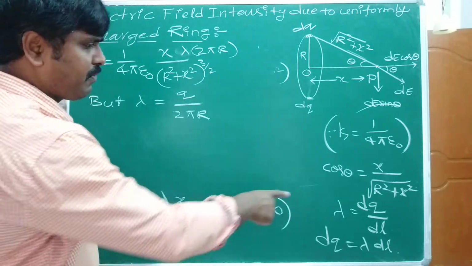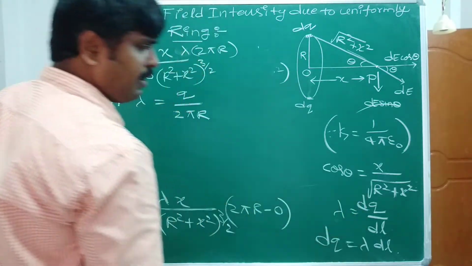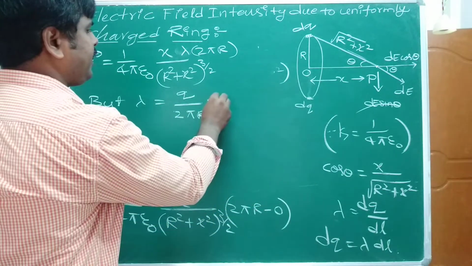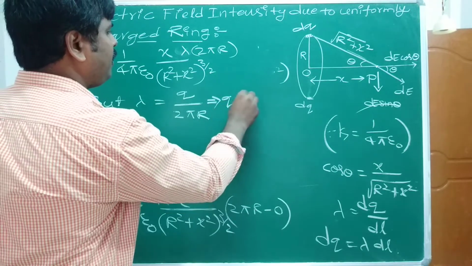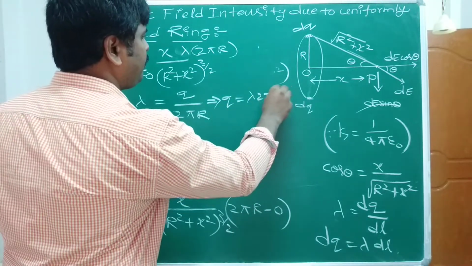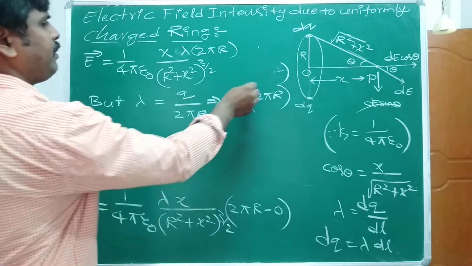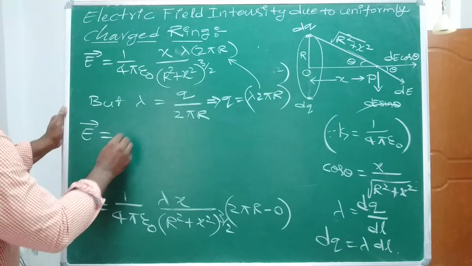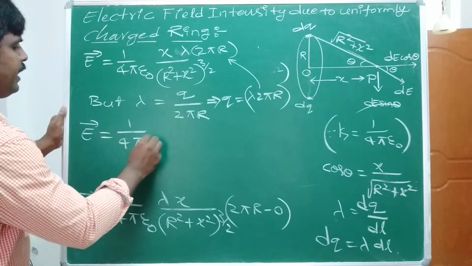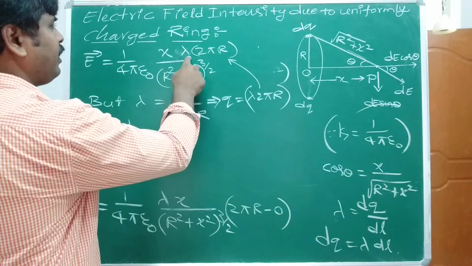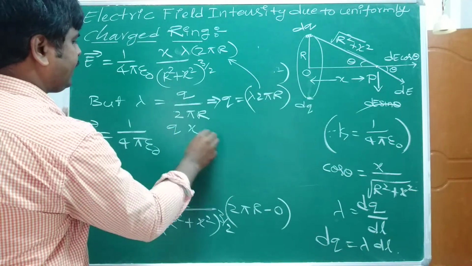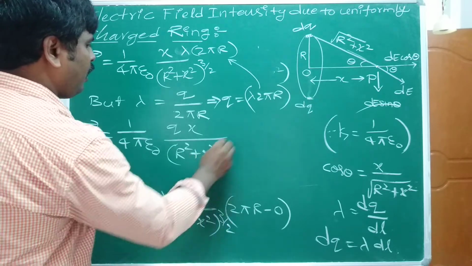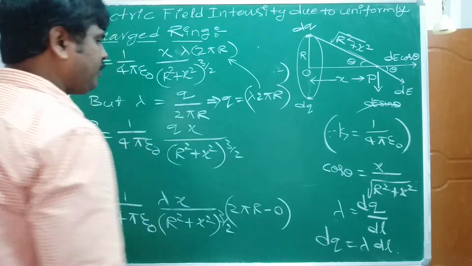Before, I took lambda equal to dq by dl for a small element. From this equation, q is equal to lambda into 2 pi r. This value is replaced in this equation. So the final equation is E bar equal to 1 by 4 pi epsilon naught, q into x divided by r square plus x square whole to the power of 3 by 2.